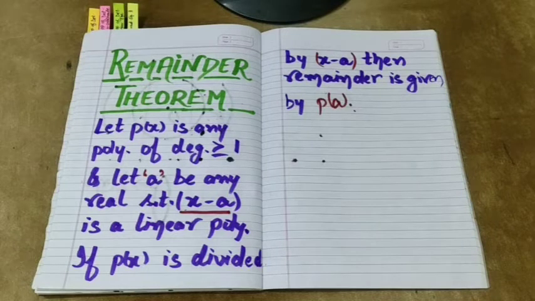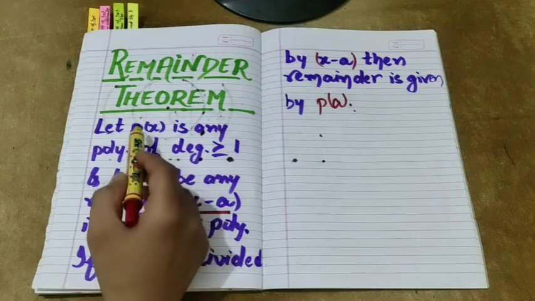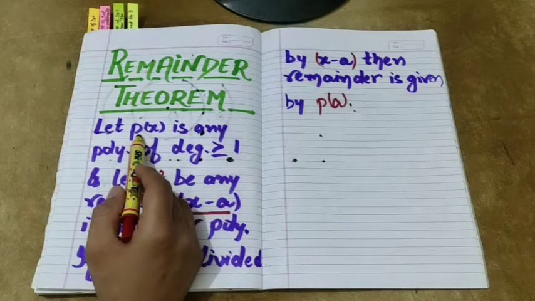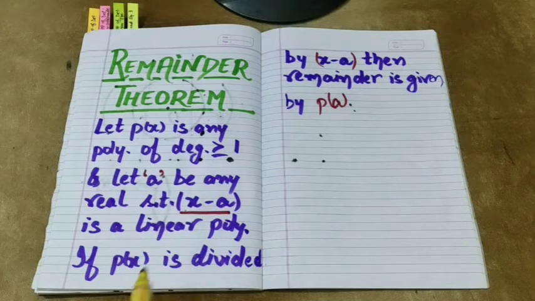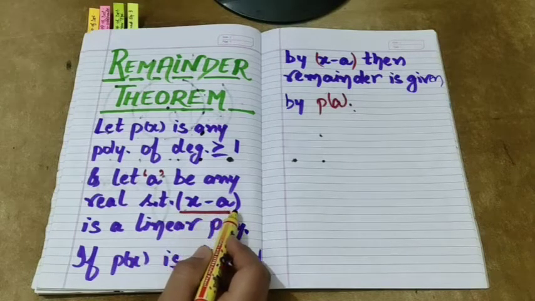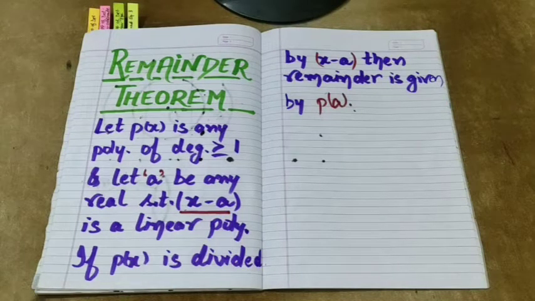So students, the first thing that you need to keep in mind is that the remainder theorem helps us to find the remainder when a given polynomial of degree 1 or greater than 1 is divided by a linear polynomial only. Means the dividend may be a linear polynomial or a polynomial of degree greater than 1, but the divisor should be a linear polynomial only.